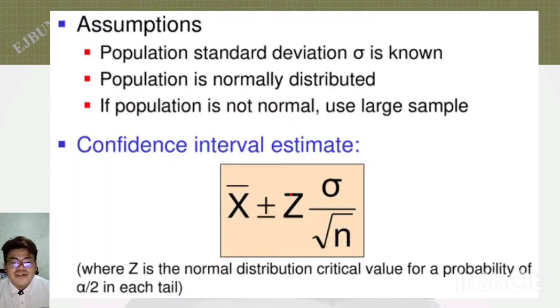Assumptions: the population standard deviation is known. The population is normally distributed. If the population is not normal, use a large sample. So the confidence interval estimate is equal to the mean plus or minus c times the standard deviation over the square root of n, where c is the normal distribution critical value for a probability of alpha over 2 in each tail.